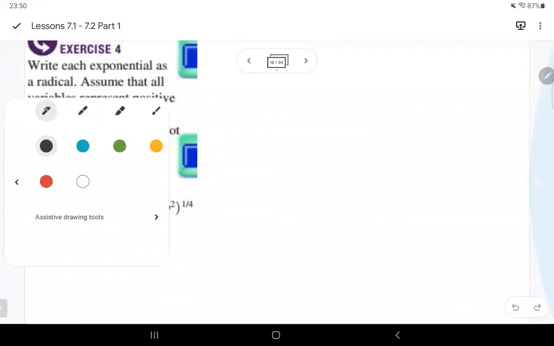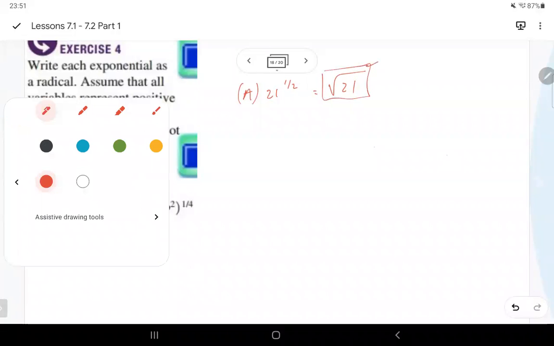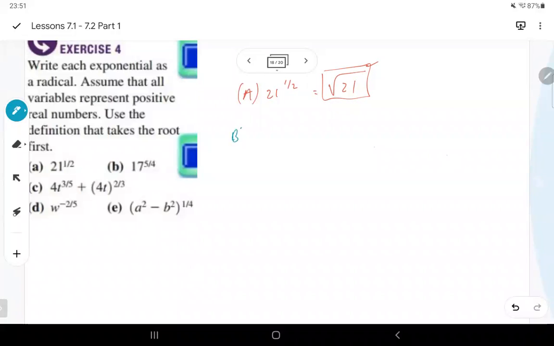All right, so here we have A is 21 to the 1/2. So if we just wanted to write that in radical form, that would just be the square root of 21. Square root of 21, can't do anything with it. B is 17 to the 5/4 power. So that's the 4th root of 17 to the 5th. Again, can't really do anything with that.